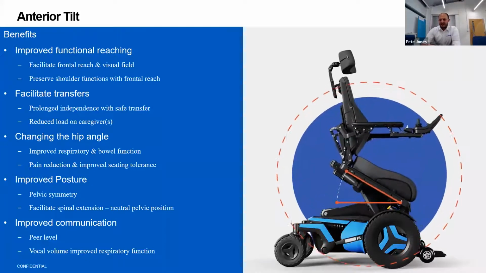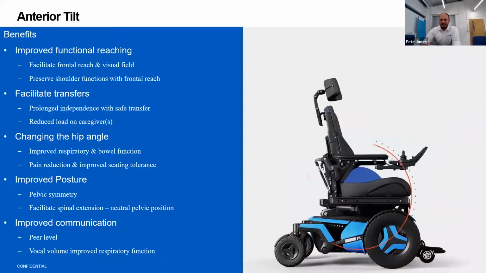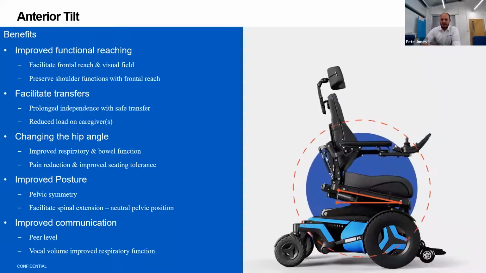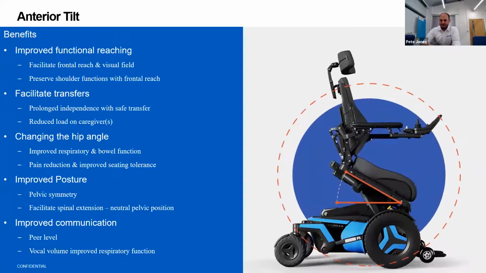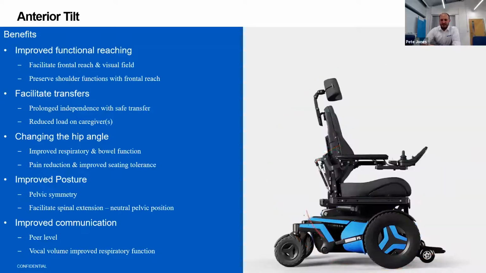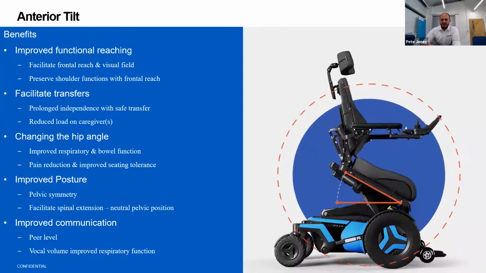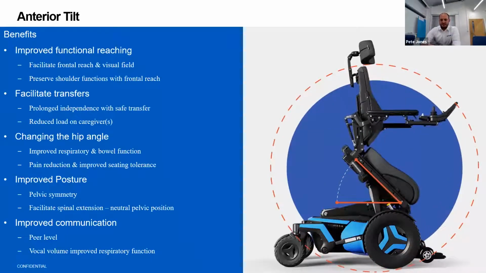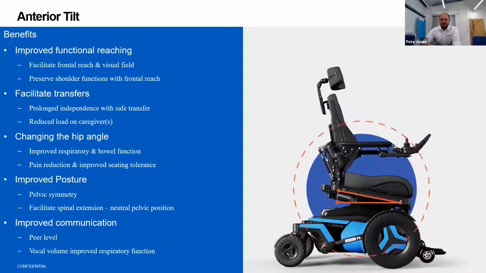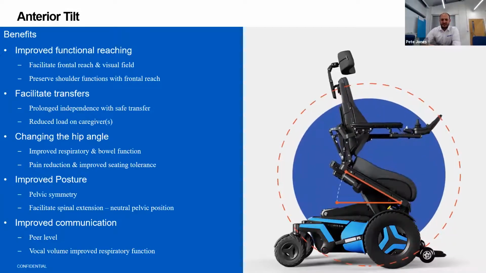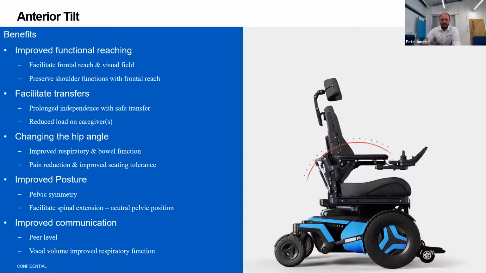So onto the anterior tilt. There is a significant amount of assumed outcomes of the usage of the anterior tilt function on power wheelchairs. Since the user is moving in an upwards and forwards direction, we can expect to see improved functional reaching in the frontal plane. But for the same reasons, we also expect to see improved contact with speech partners, since you have the capability of moving closer to the individuals.